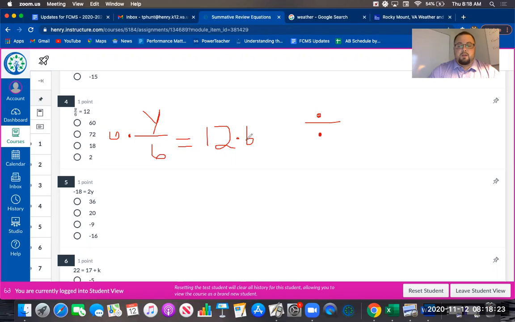Okay. So again, whenever you get a division problem like this, you always multiply the denominator on both sides. So they're going to cancel out here. You would draw your line, and then y is going to equal what 12 times 6 is. All right.